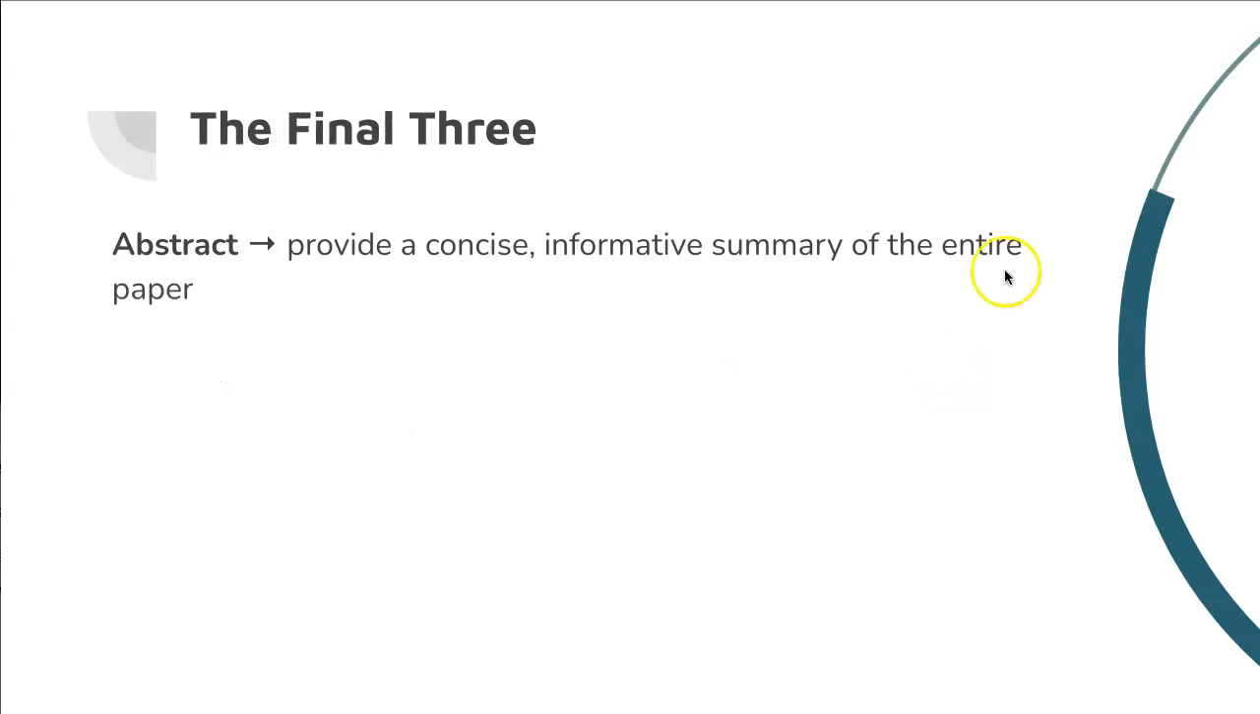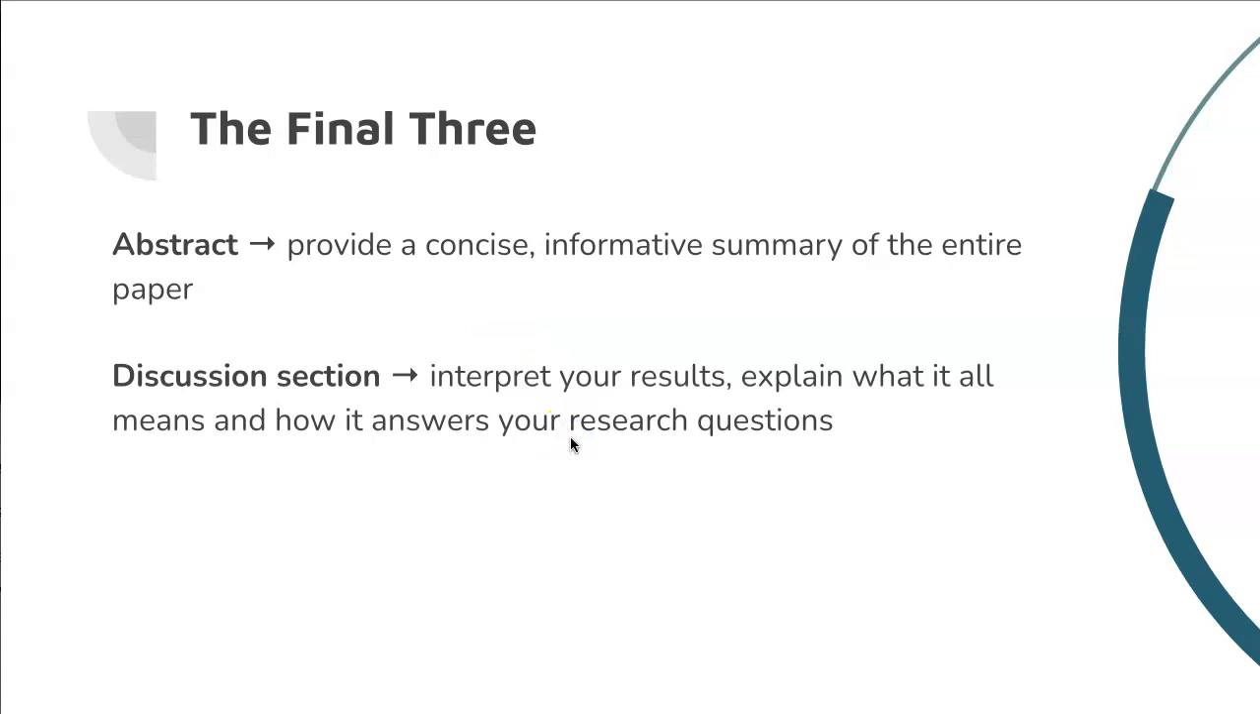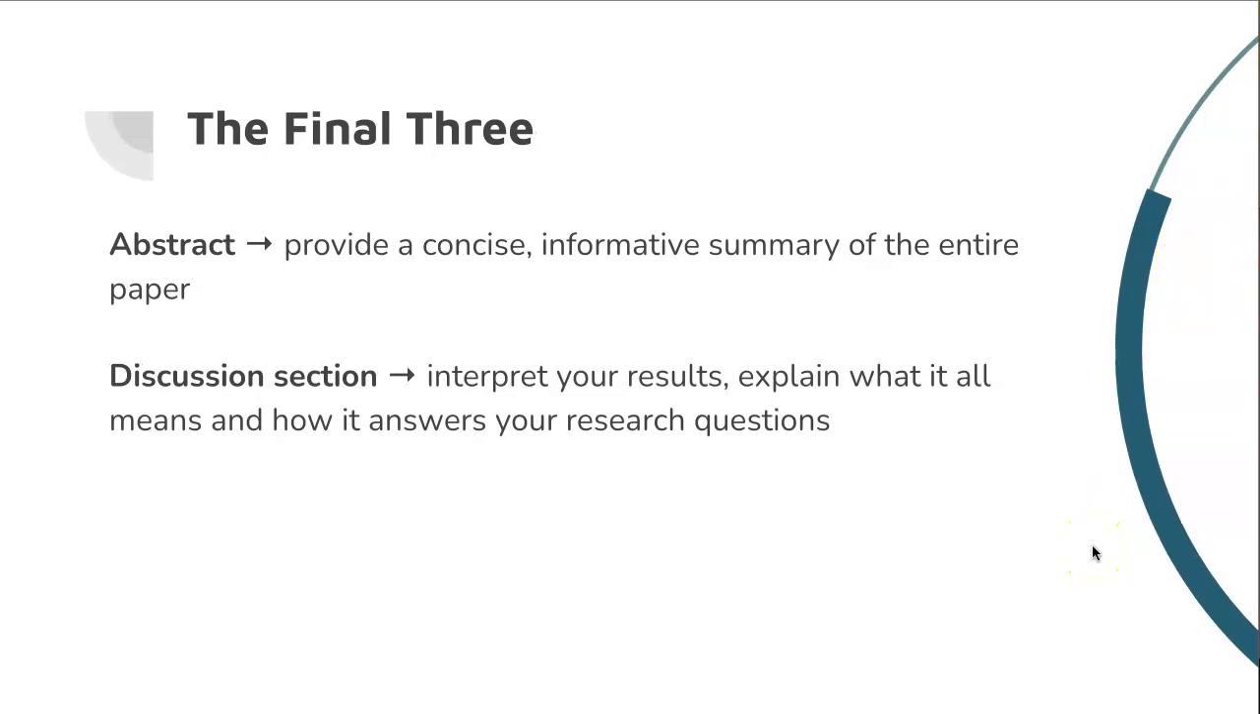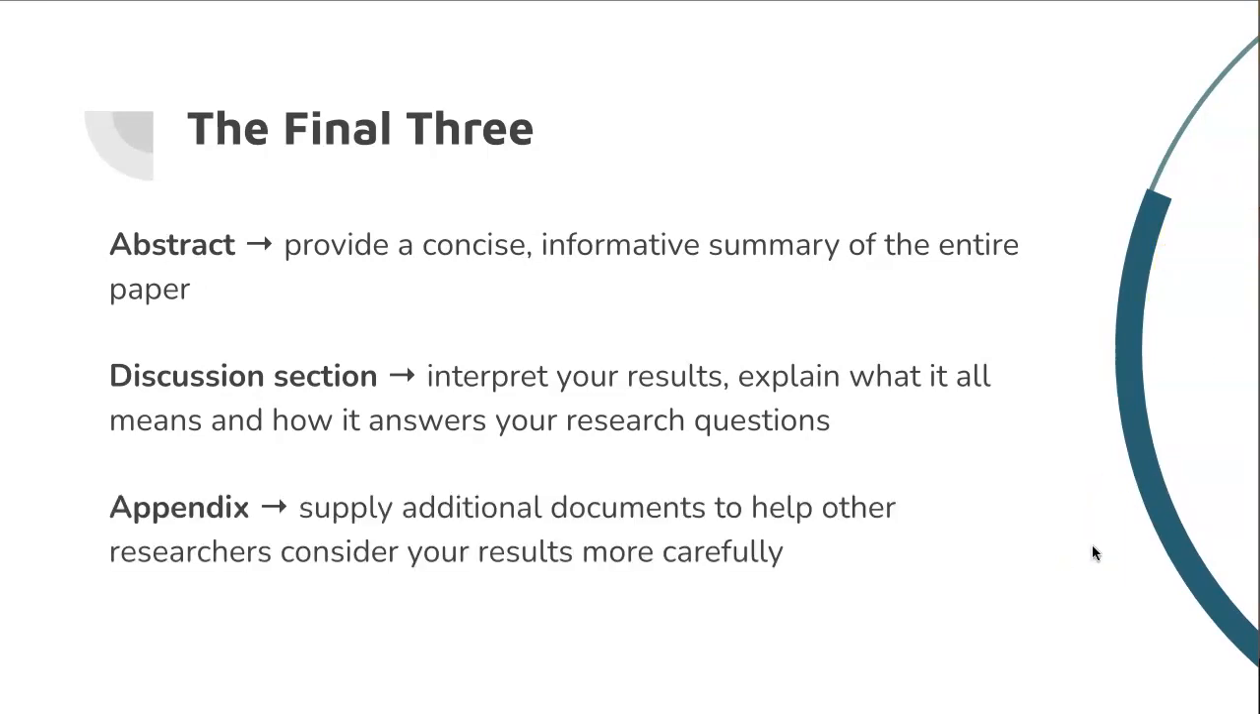So the final 3 sections that we have to work on are the abstract, which typically provides a concise, informative summary of the entire paper. The discussion section, where you interpret your results, explain what everything means, and how it answers your research questions. And finally, the appendix, where you supply additional documents to help other researchers consider your results more carefully.